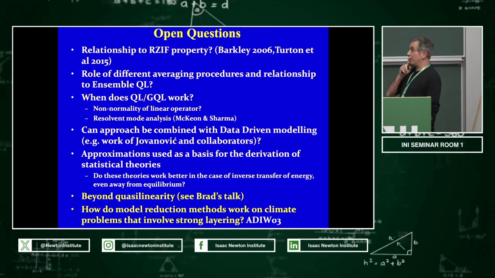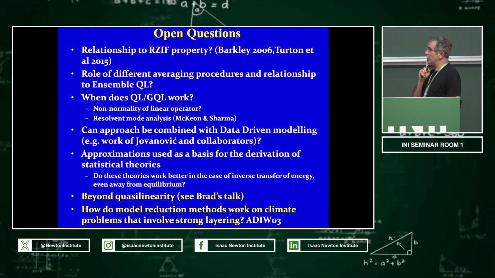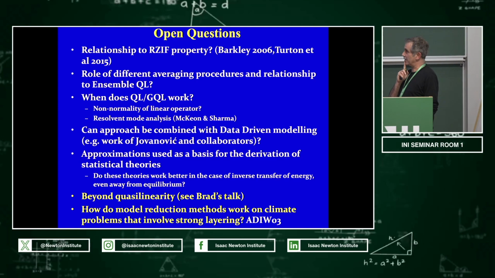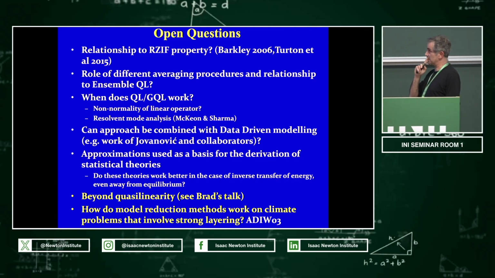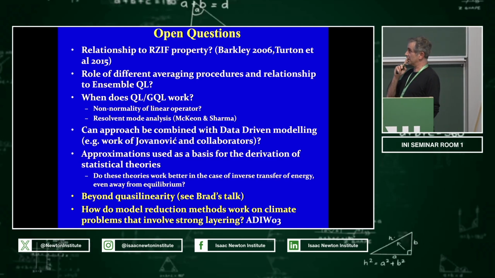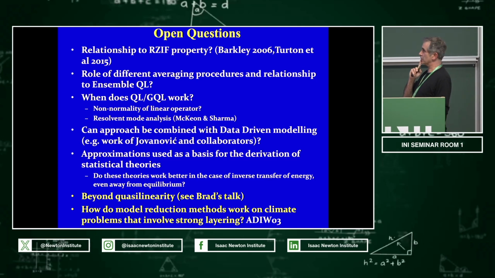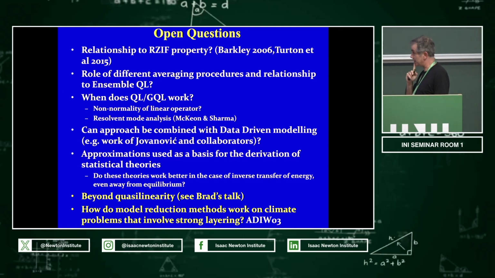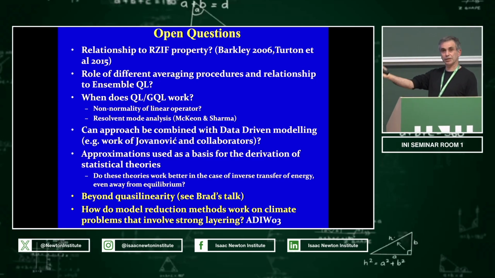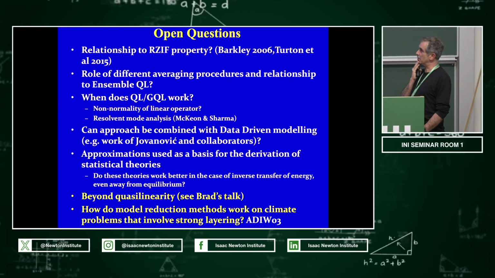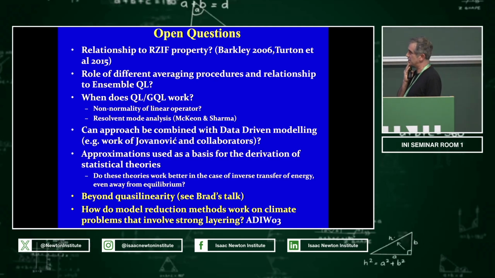I've really talked about spatial averaging, but it's very interesting to think about the role of different averaging procedures and relationships of zonal averaging to ensemble averaging. Ensemble averaging works better in most cases, but in an ergodic system they should be the same. So thinking about when these systems are ergodic and when they're not is an interesting question.